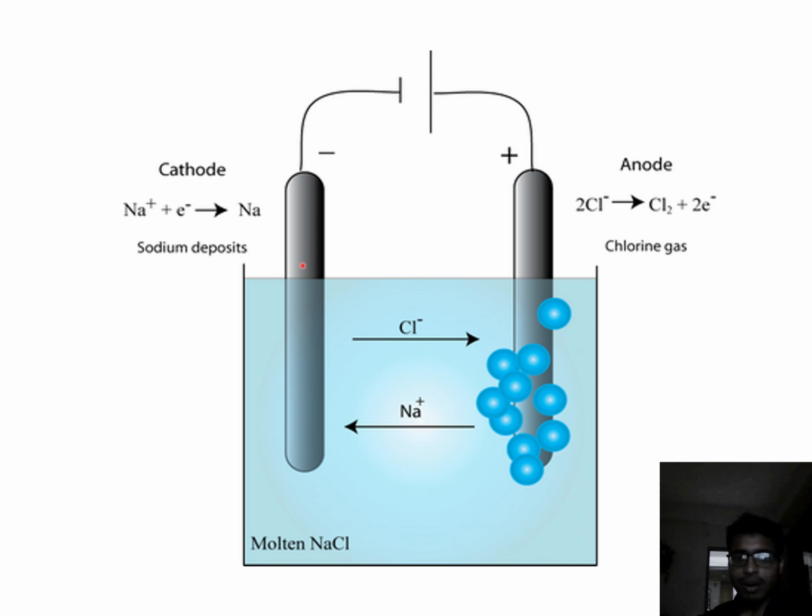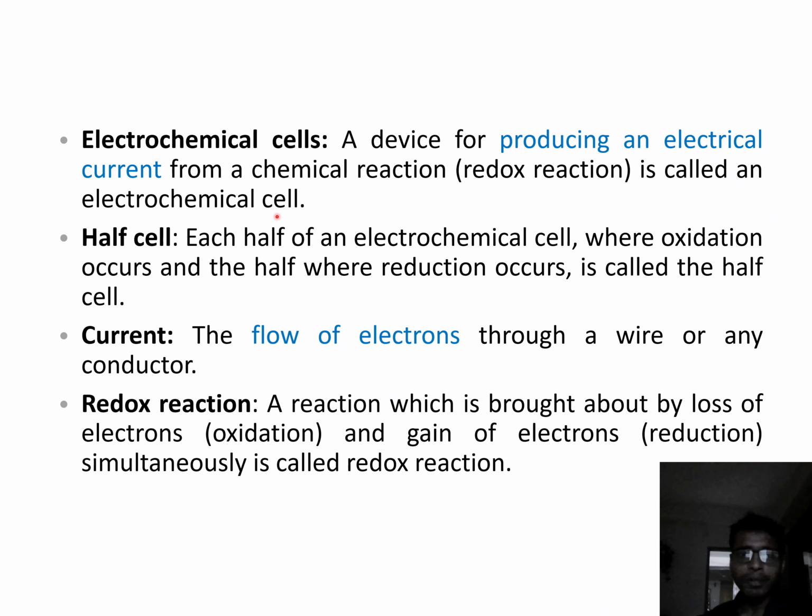So here a diagram of electrolysis has been shown. It shows the anode, it shows the cathode, this is the media. So electrochemical cell: a device for producing an electrical current from a chemical reaction is called an electrochemical cell. Then half cell. Each half of the electrochemical cell, where oxidation occurs and the half where reduction occurs, is called a half cell.